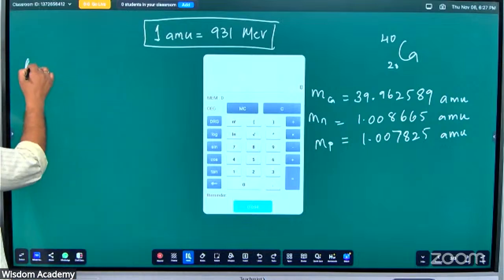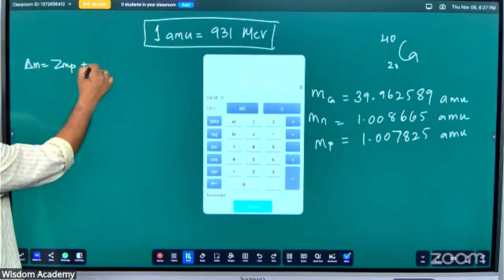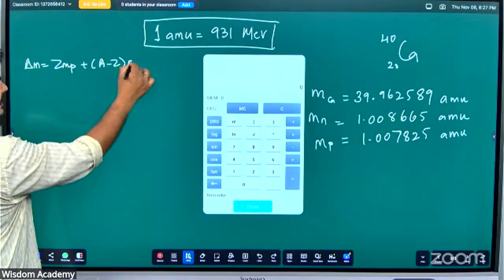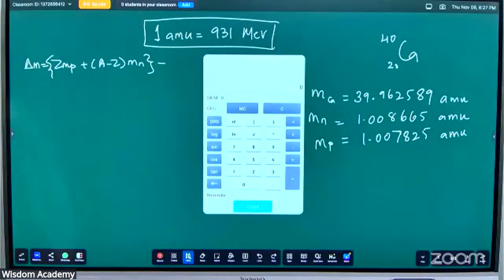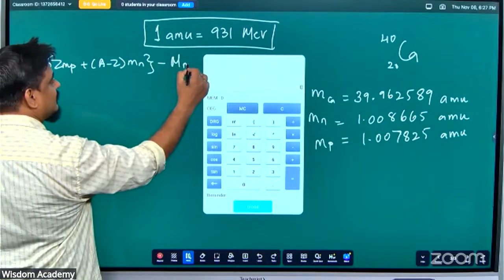So we are finding delta M first, which will be Z times MP plus A minus Z times Mn. Sir, is it 19.321155? 321155 is the binding energy per nucleon. Is it so?